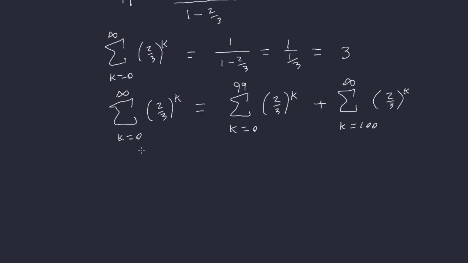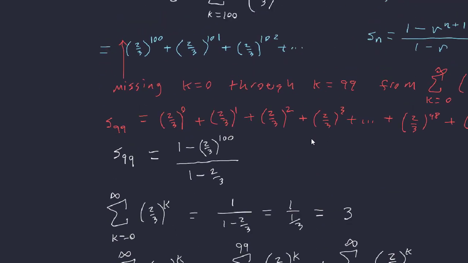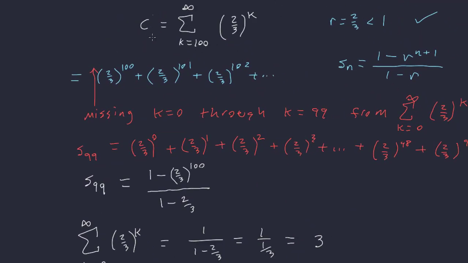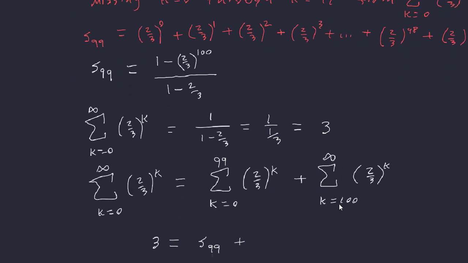Okay. So this we found was 3. This is S99, not 100, 99. And this is what we're looking for. That's our B. Right? Or was it C? That's our C, sorry. That's our C. That's what we're looking for.